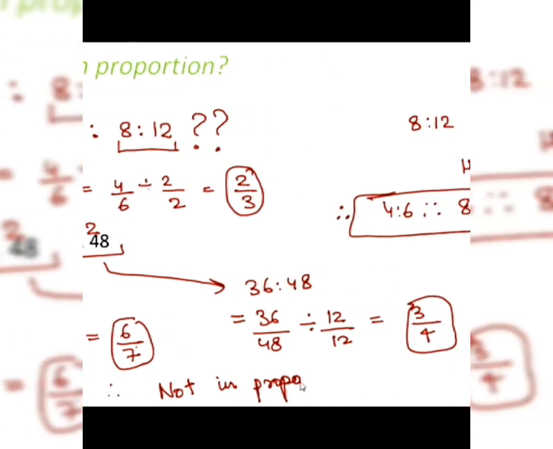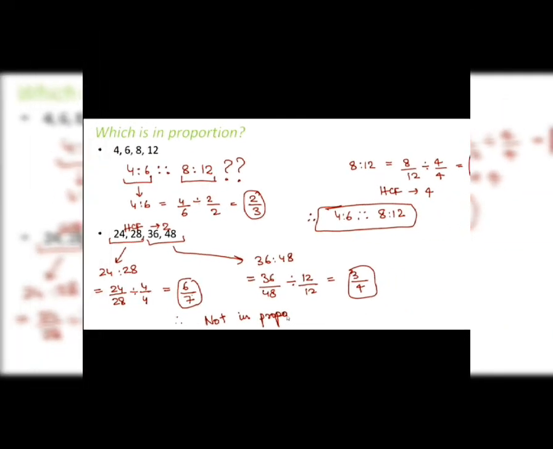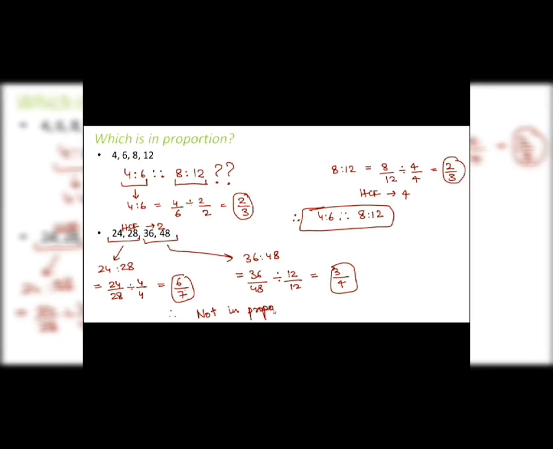Now see, 36 is to 48 is nothing but 36 by 48. I'm dividing by the HCF and I will get 3 by 4. See, here the ratio is 6 by 7 and here the value is 3 by 4. Both values are different. It means these two ratios are not equal. And that means these terms are not in proportion. So this is not in proportion. So this is how you can check whether the terms are in proportion or not.